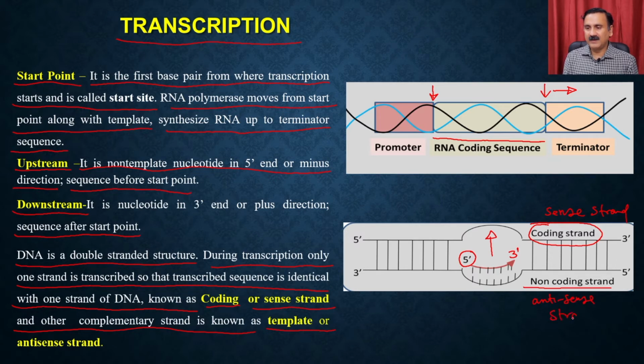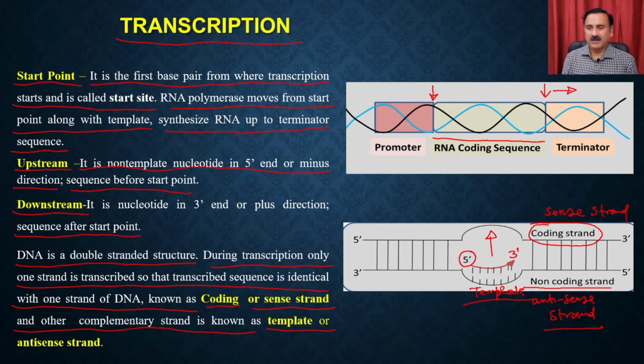So these are the different names for the different types of strands, right? For example, the strand that is going to be used for synthesizing the RNA is called the non-coding strand or the template strand. So this is also called the template strand. This is going to serve as a template, right? And the RNA that is going to be synthesized is going to be called the coding strand.